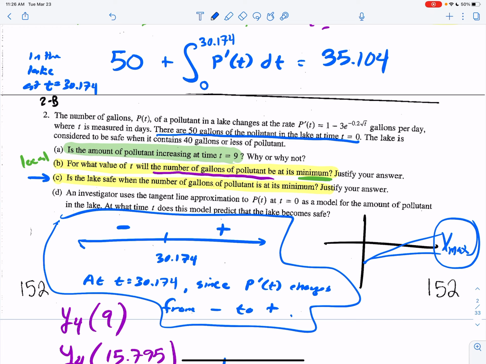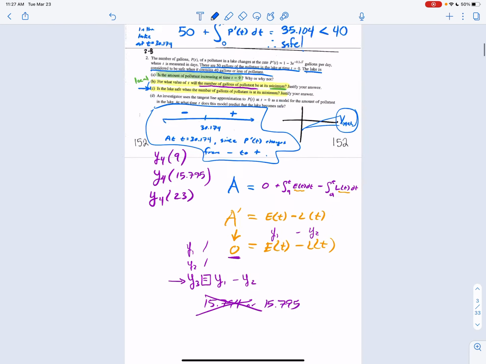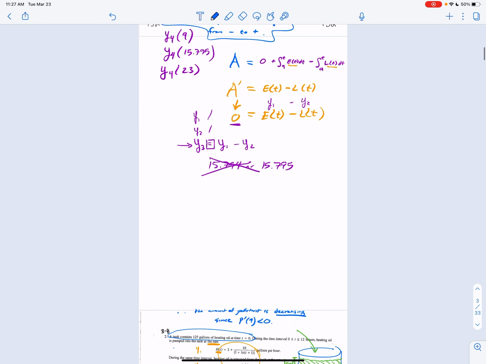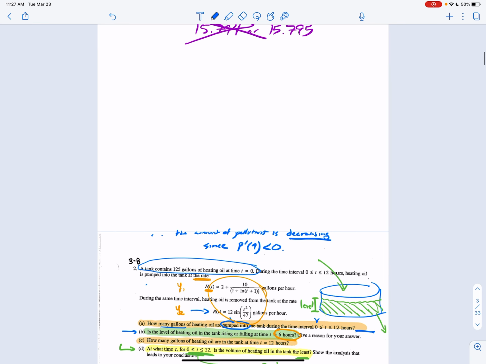It tells you the lake is considered to be safe when it contains 40 gallons or less. 35 is definitely less than 40. Therefore, safe. Now, I wouldn't just write therefore safe, but therefore, the lake is safe at this time. Sometimes there are those follow-up questions. Do your absolute best. I know these problems are lengthy, but you're looking for patterns here, and hopefully I did that for you guys, but keep going. Keep trying it out.